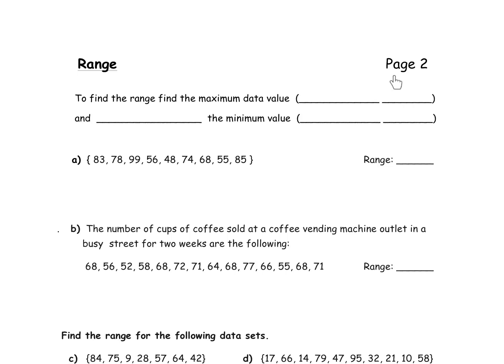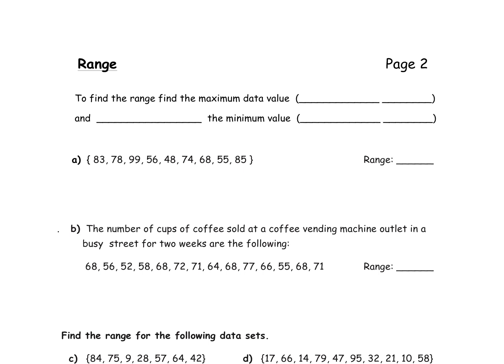Hello, please make sure you're on page 2, and we're going to talk about the range today. The range is often included in our unit on measures of central tendency, although it is not a measurement of central tendency. When we work with measures of central tendency, we're looking for values that represent the center of the data, and the range is not one of them. However, it does give us valuable information regarding our data.